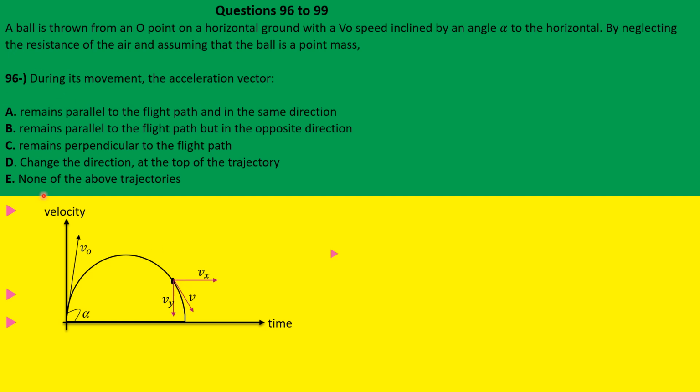Alright, so therefore options A, B, C are off, and then D says change direction at the top of the trajectory. Well, you actually know that the acceleration that's acting on this particle has a unique direction, which is downwards, right? So that's the direction of the acceleration that's acting on this particle. So we notice that E says none of the above.